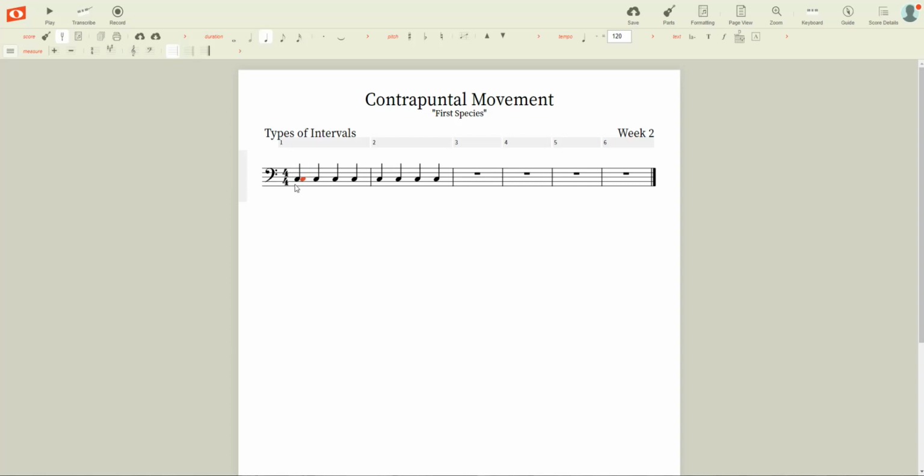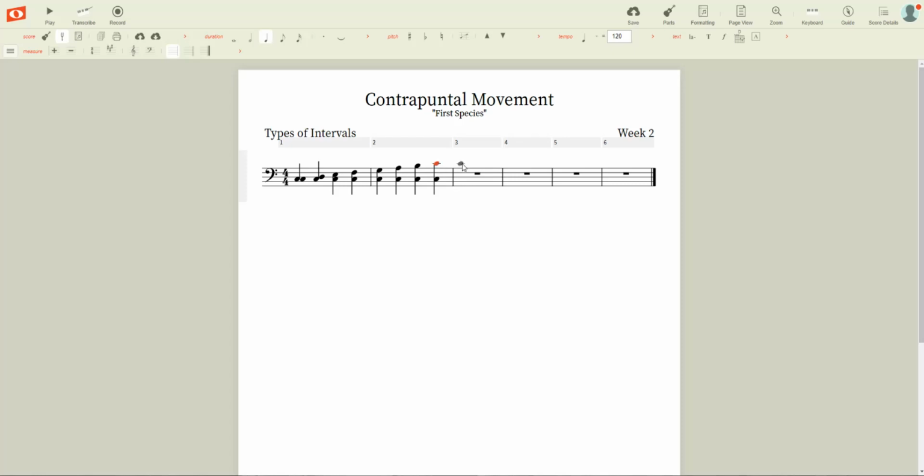So we have a unison, okay? That's when two C's are playing at the same time. That's a second, okay, because it's a C and a D, so we call that a second. Okay, a third, a fourth, a fifth, a sixth, a seventh, and an octave.